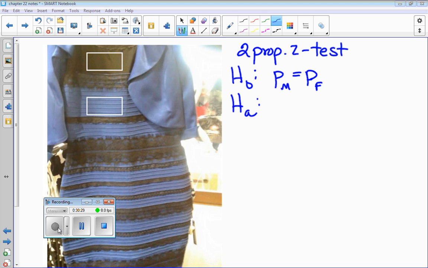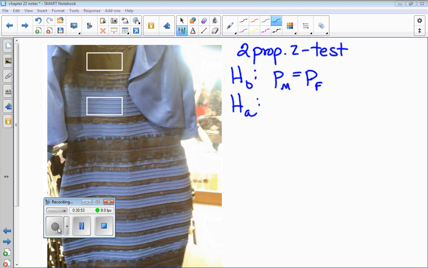So remember, we always write the equation, right? What would the context part of the hypothesis be written here? The proportion of males that see blue and black is the same as the proportion of females that see blue and black. Would you agree with that? Okay? And we'll stick with blue and black because there's more of you.